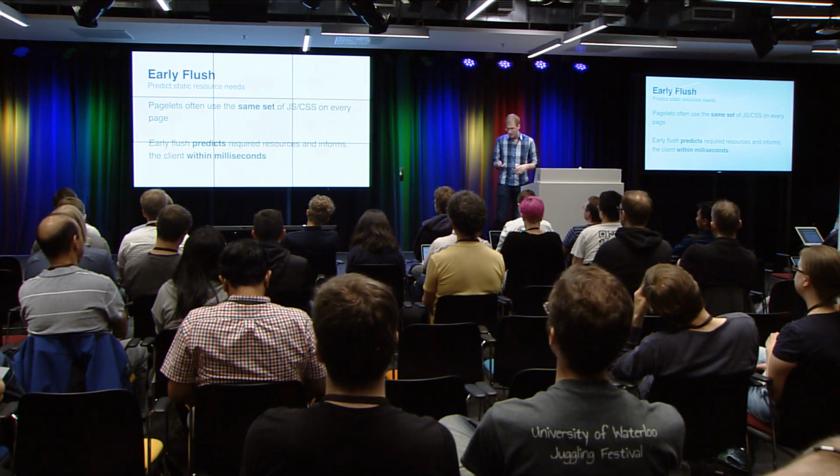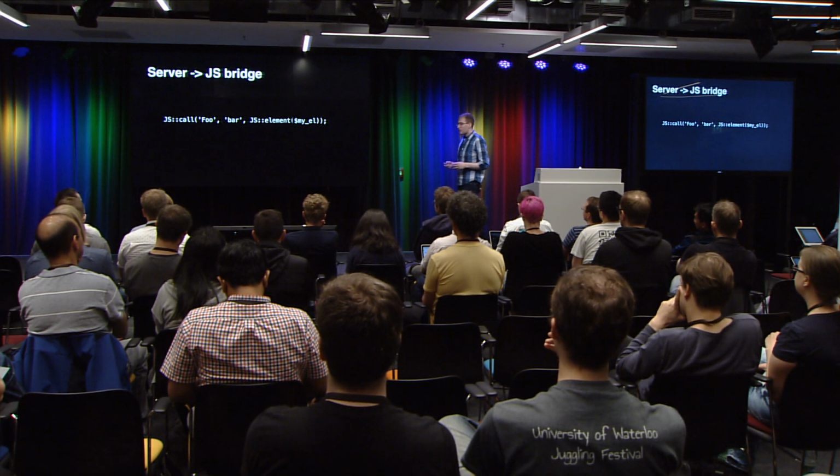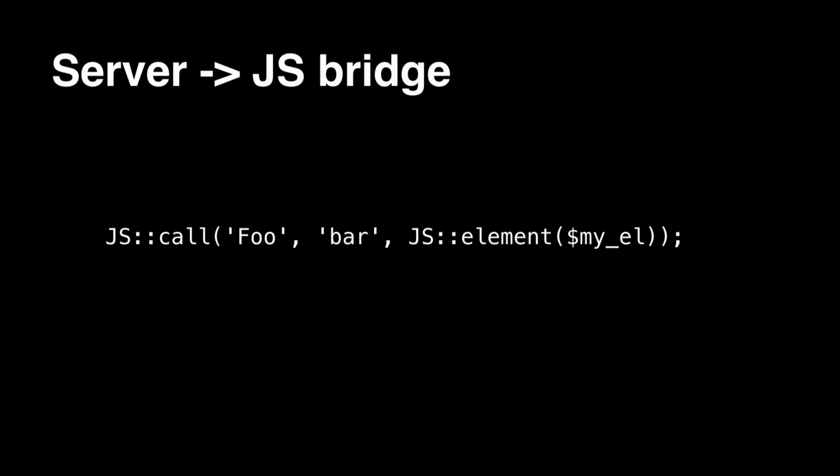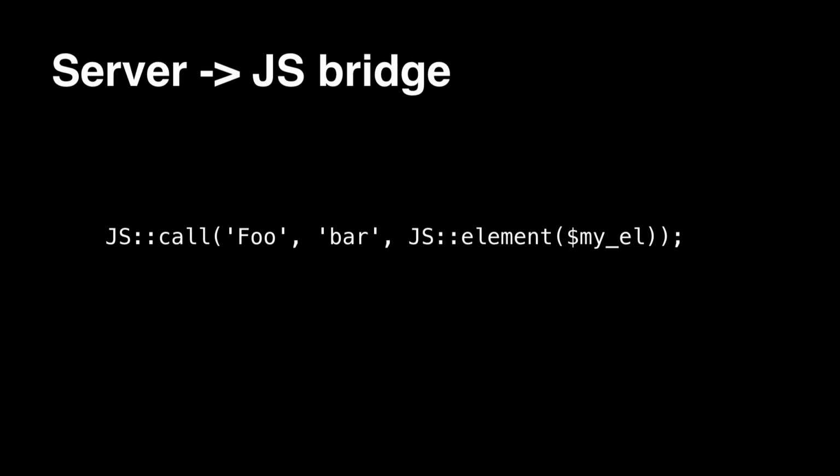So I talked a little bit about how CSS uses cx to be a bridge between PHP and JavaScript. What do we do to talk between the server and the client for JavaScript calls? So we've got this API called JSCall, where in my PHP code I'd say something like JSCall foo, call the method bar, and pass the element my element. And what this is going to do is make a call to foo.bar, and it's going to pass in not the ID of my element, but a real DOM node.